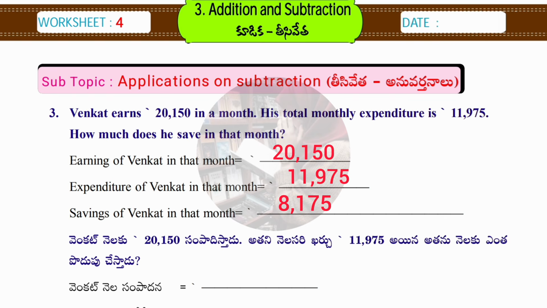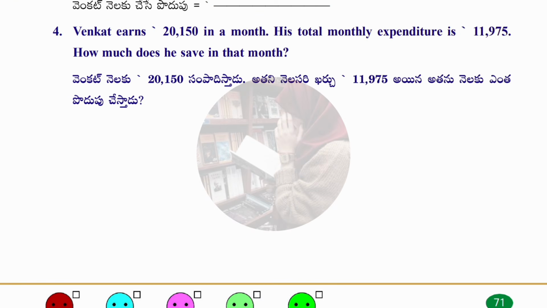So savings of Venkat in that month, you have to do the subtraction. Subtract 11,975 from 20,150. You will get the answer as 8,175. Okay, if you do the subtraction, then only you will get this answer. Okay, let's see the next question. Here also question same, but we need to write it down. What is the savings of Venkat? Okay, so write it down.